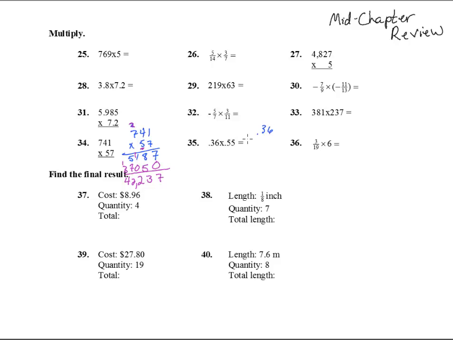0.36 times 0.55. 5 times 6 is 30. So 5 times 3 is 15, plus 3 is 18. That's 180. Here's another color for this other 5. Put an extra 0 there because this is 10 times bigger than that one.